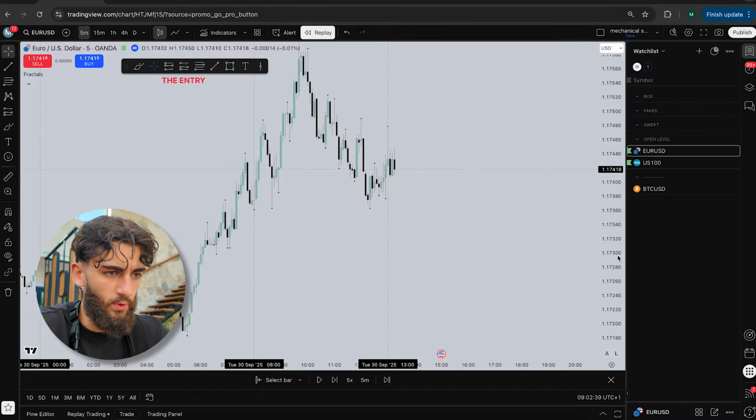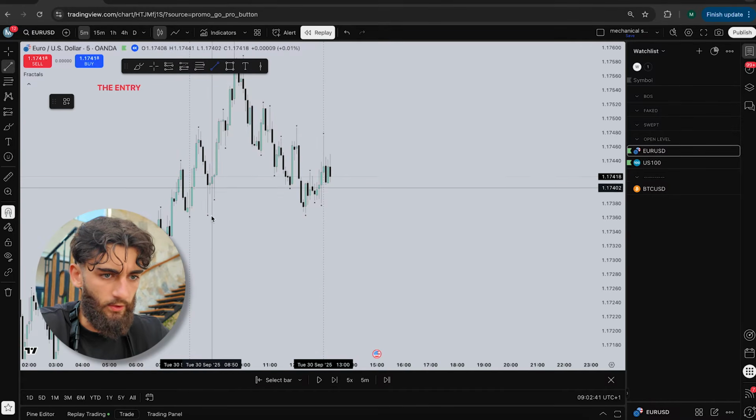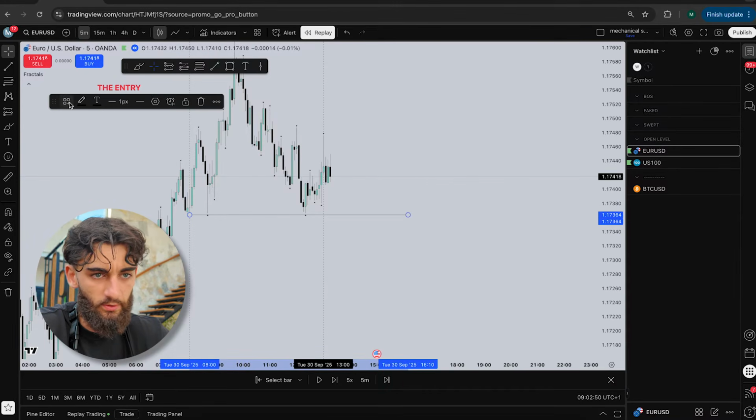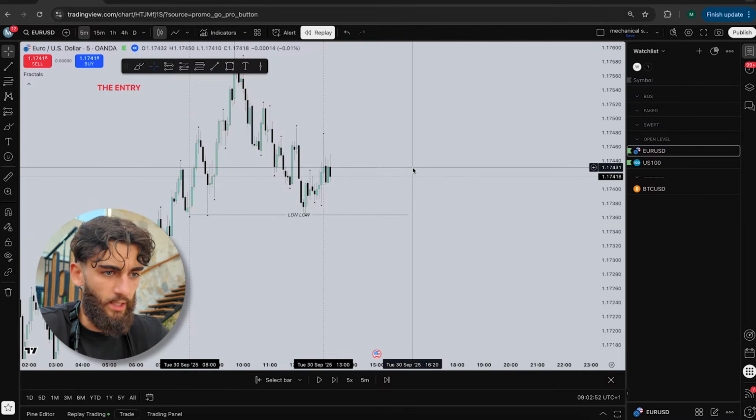So we're coming in to New York, and we'll mark out the low of London session. As you boys know, if a candle is on the session open vertical line, it belongs to the session to the right. So this would be London session. London low.